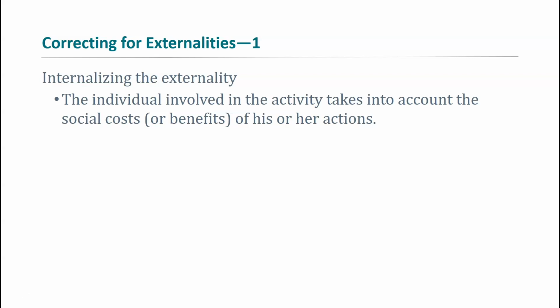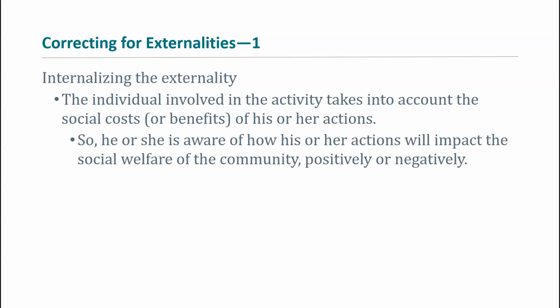Consider the total cost to you and to society, to you and to your neighbors of your doing business, so that he or she, the individuals involved in the activity, are aware of how his or her actions will impact the social welfare of the community, either positively or negatively. So in the case of a negative externality, where, for example, you're a factory and you're polluting the water around you, right? You're causing a cost to your neighbors. You're causing a cost to society that's greater, that's in addition to your own cost of doing business.